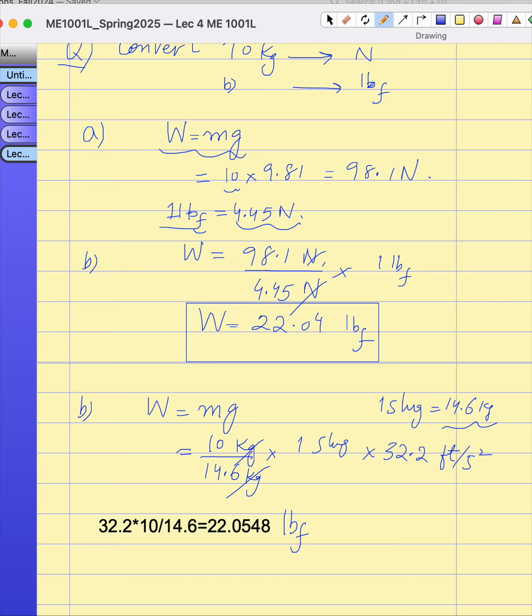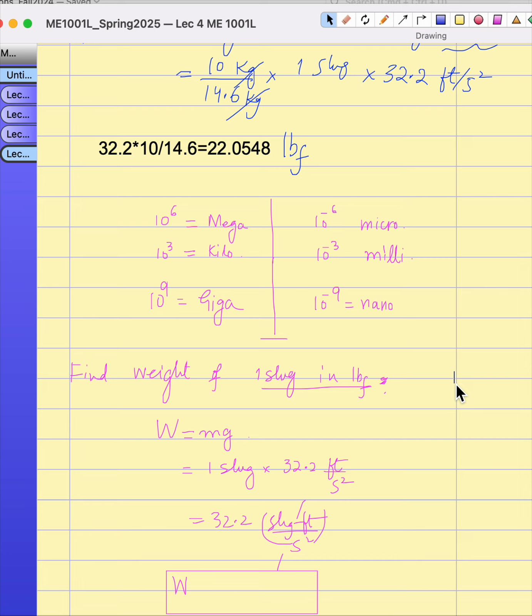Some of the estimation in the engineering systems, we can write down here. Let me show you. Some of the suffixes: 10 to the 6 equals mega, 10 to the 3 is kilo, giga is 10 to the 9, micro is 10 to the negative 6, milli is 10 to the negative 3, and so on. So let's do one more example here.